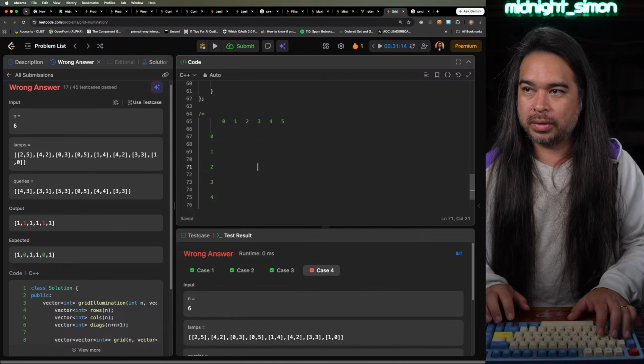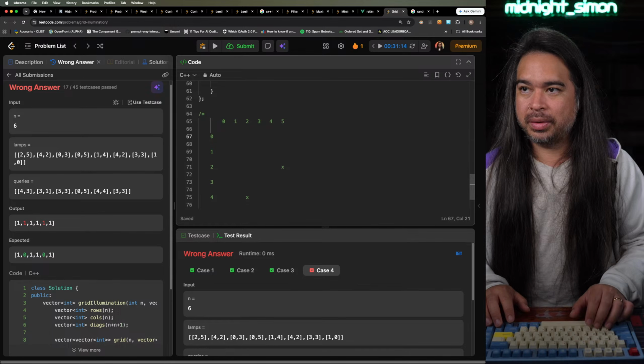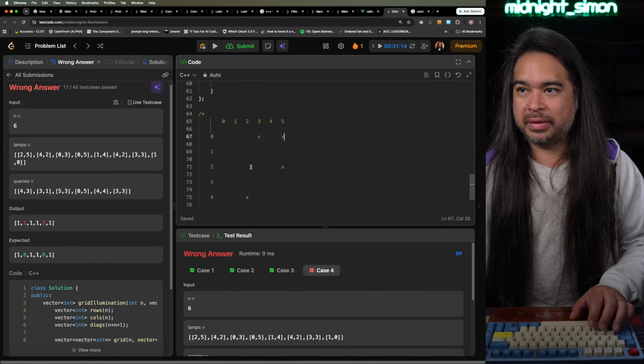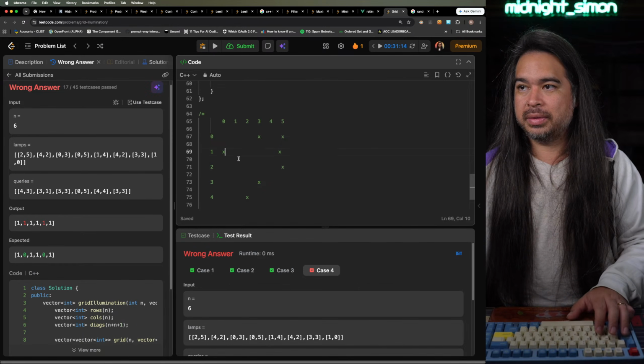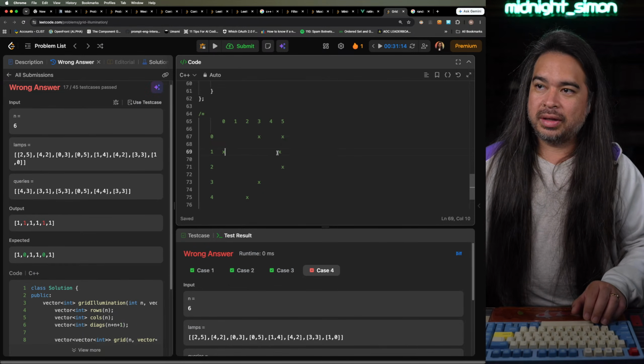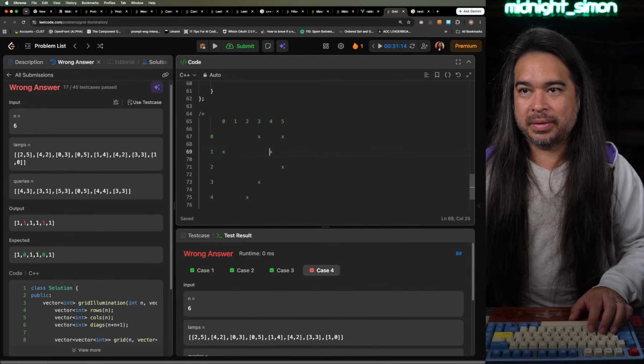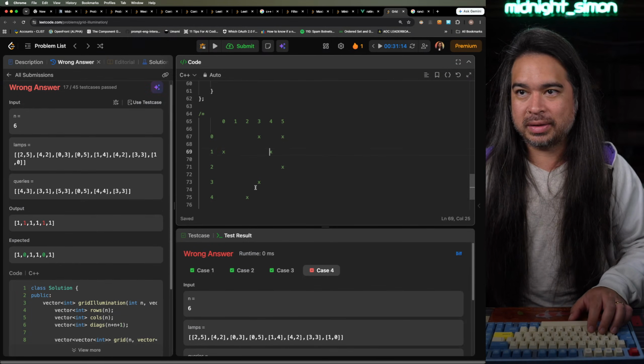Row 2, 5. Row 4, 2, row 0, 3, row 0, 5, 1, 4, 4, 2 again, 3, 3, and 1, 0. Everything's bad, but I think it looks something like this.